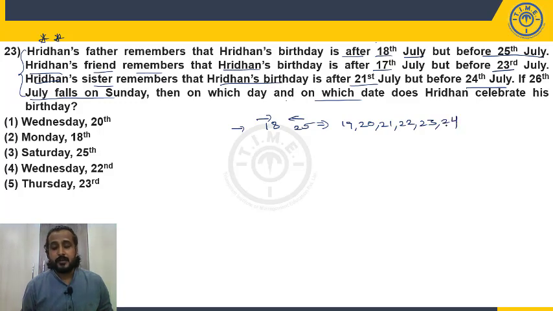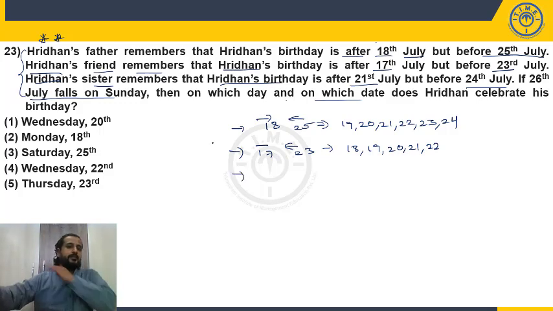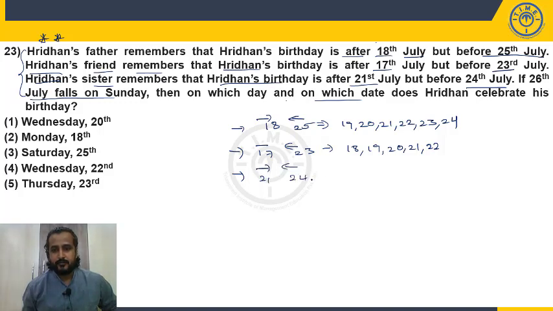And this kind of question is important for data sufficiency also. Okay. Now the second clue is given. Hridan's friend remembers that it is after 17, before 23rd. After 17, before 23rd. What do we have? 18, 19, 20, 21, 22. Okay. Now Hridan's sister remembers that Hridan's birthday is after 21st and before 24th. Right. Now 22, 23. These two dates.